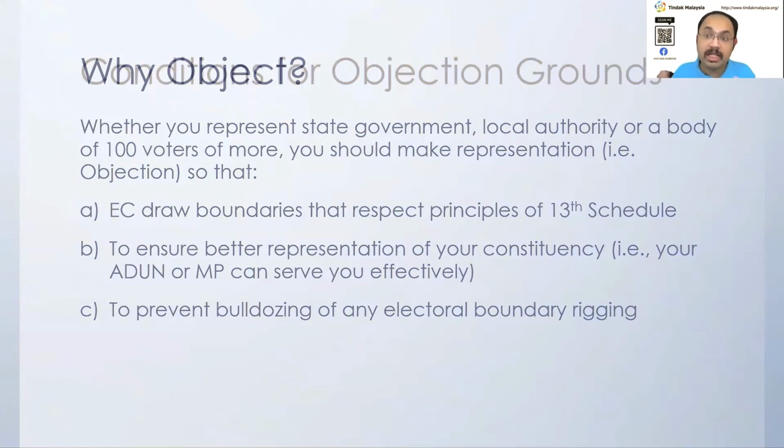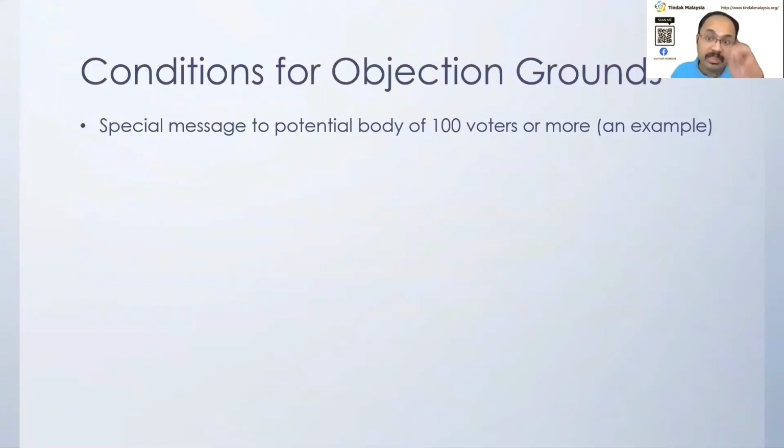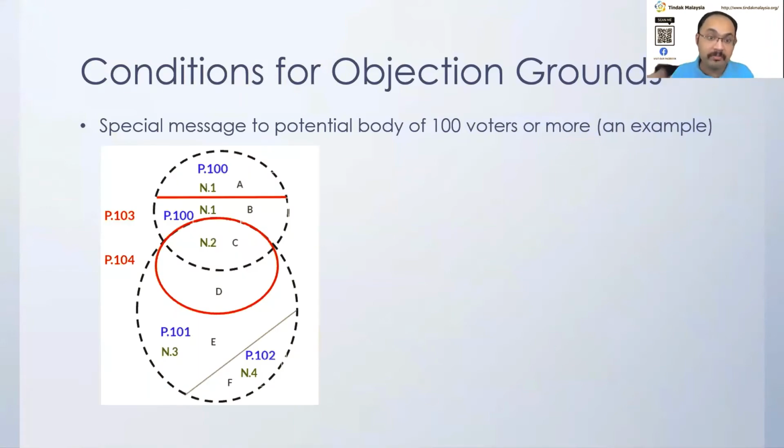So now let's study some of the conditions for objection grounds. It's particularly a message for those who are organizing about 100 voters or more. And I will just show you one example. This is a very complex example, so please bear with me, and I'll go through this slowly.